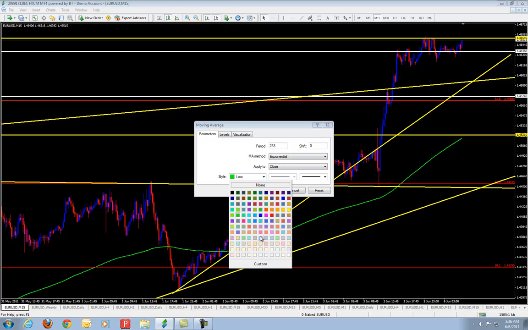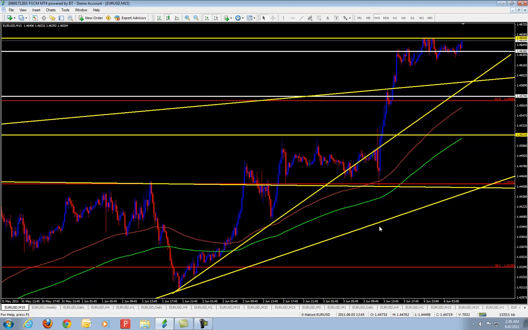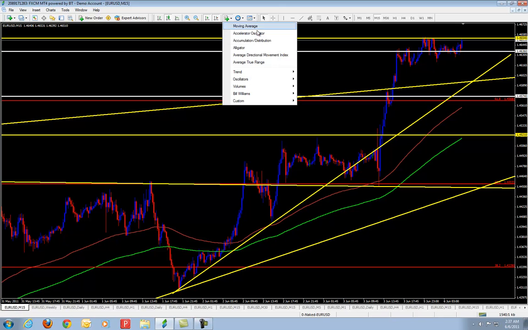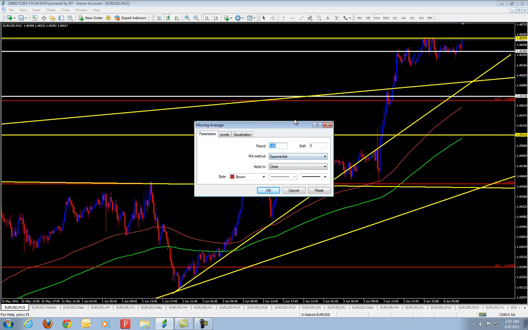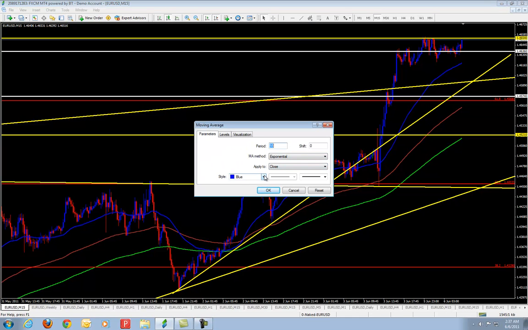Now I'm going to do my 144, and that's going to be in brown. Where did brown go? Okay, here we go. Brown, 144. These two moving averages work together, the 233 and the 144. I'll get deeper into that in just a few moments. Now I'm going to create a 55, and that's going to be in blue. Create the 21, and that's going to be in red.